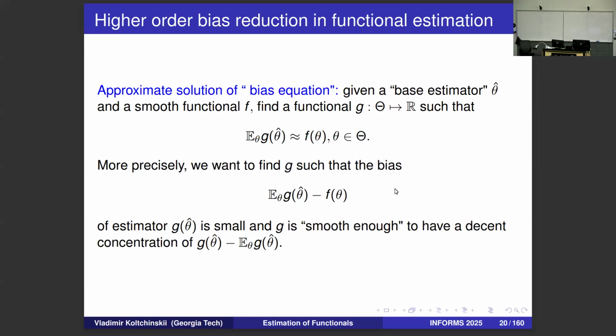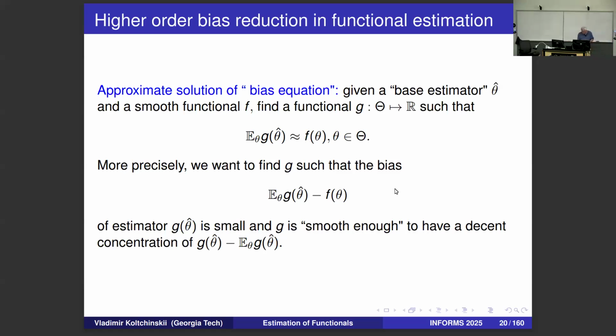We don't want to lose too much smoothness, because we want also to have concentration properties, okay? Bias is only one part of the problem, but we need g to be at least Lipschitz, okay, in order to have decent concentration properties in this type of problems, or even more, okay? But we have to be careful when we are using this method. Okay, so this will be one method that I will discuss.